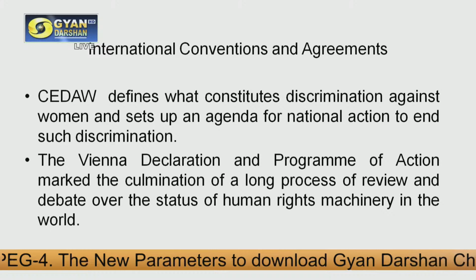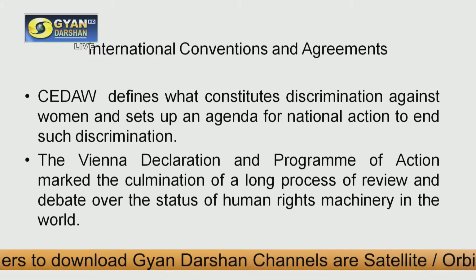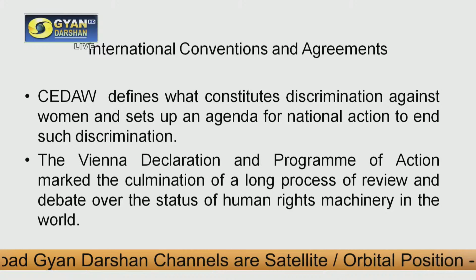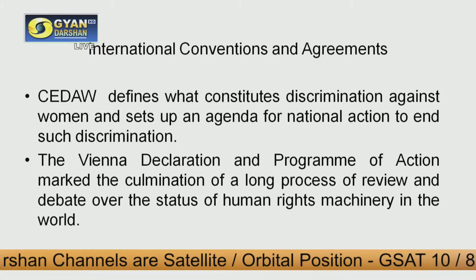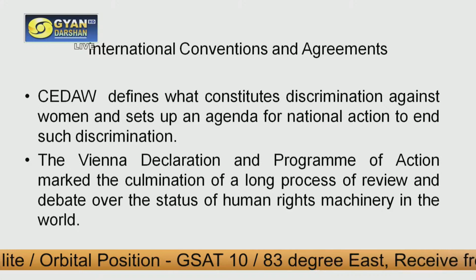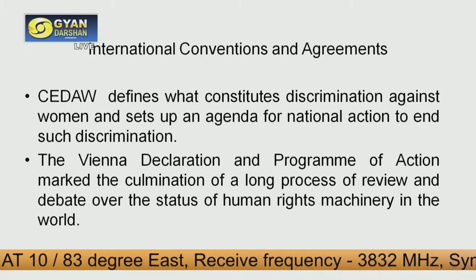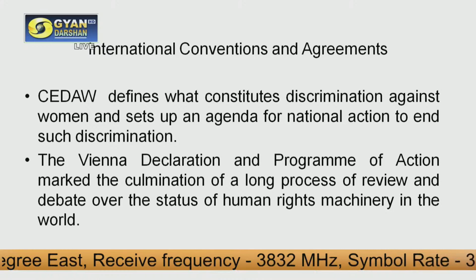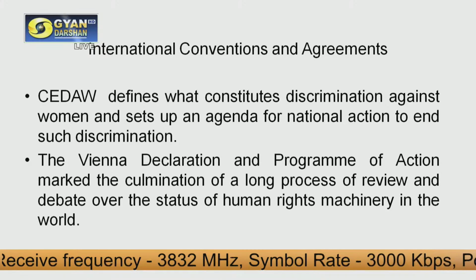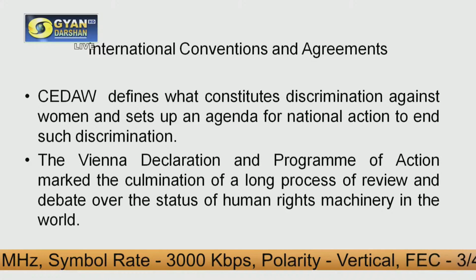As far as CEDAW is concerned, it clearly defines what constitutes discrimination against women, and it has set up an agenda for national action to end such discrimination. The Vienna Declaration and Programme of Action marks the culmination of a long process of review and debate over the status of human rights machinery in the world.